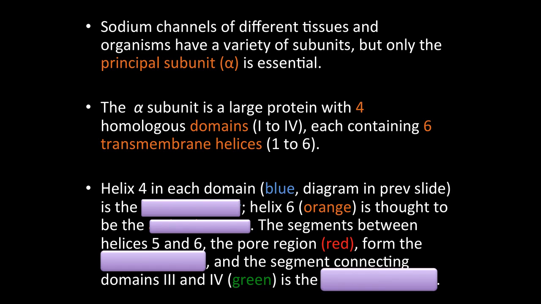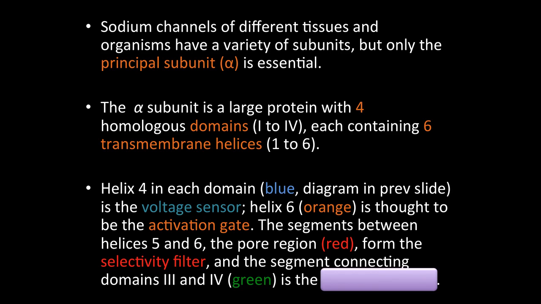Helix 4 in each domain, the one that was blue in the diagram in the previous slide, is what we call helix 4. What does helix 4 in each domain make up? That's correct. It's the voltage sensor. Helix 6, which was orange in the diagram, is thought to be the what? That's right, the activation gate. The segments between helices 5 and 6, which is called the pore region, form the selectivity filter. And the segment connecting domain 3 and 4 is the inactivation gate. So again, if you got some of these things wrong, that's fine, but you're not learning it yet. Please go back to the previous slide, go through it again, then come back here and try once more. And I'm sure by the second or third try, you'll be good to go.